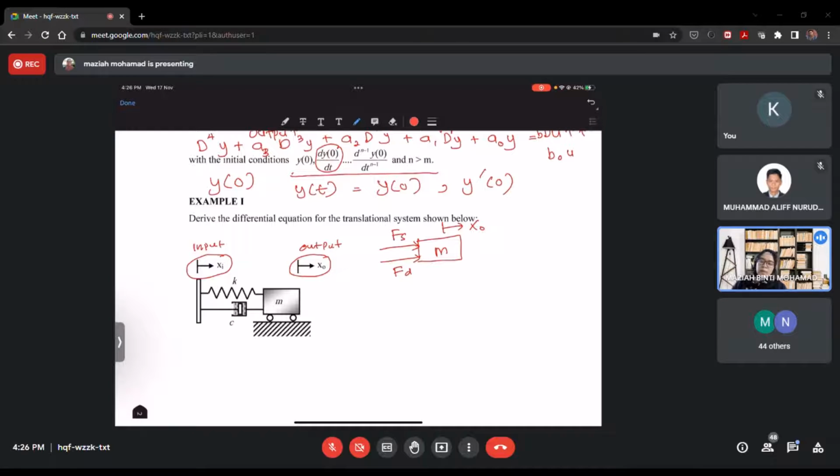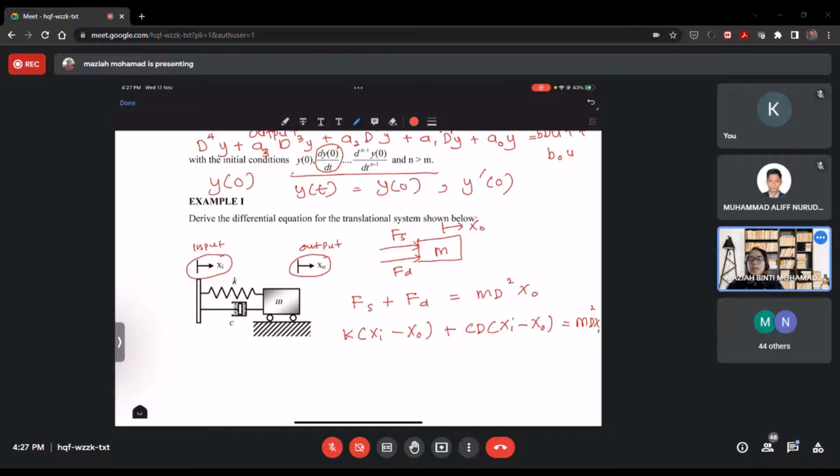Okay, so you're going to have the equation Fs plus F damper is equal to m d squared x naught. So x naught is the output. Then we replace Fs with the equation, which is k times (xi minus x naught). The equation for Fd is cd times (xi minus x naught), equal to m d squared x naught.